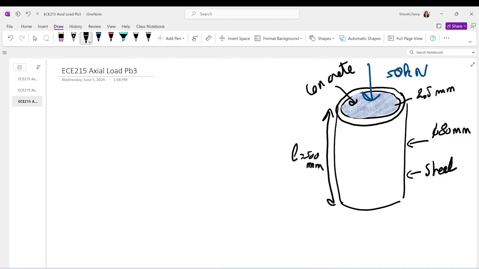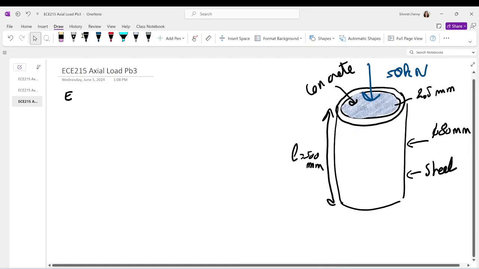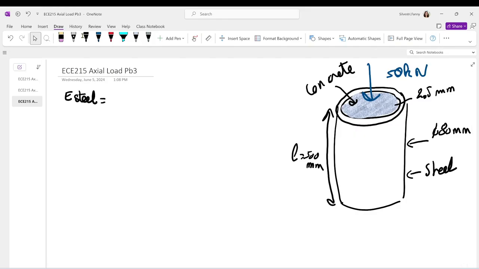Okay, so first thing, I will give you the Young modulus E for the steel that we will use, which is 250 gigapascal, and the E for the concrete is 25 gigapascal, very much less stiff. So how do we find those forces?